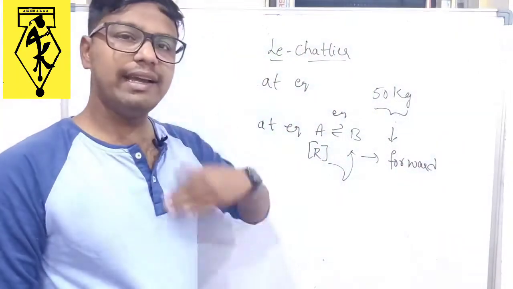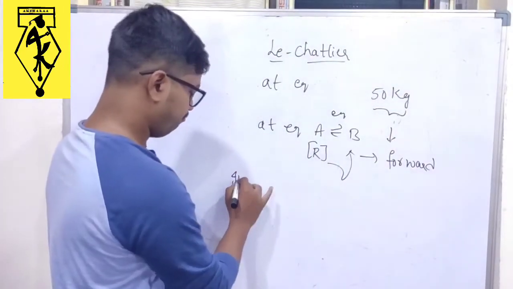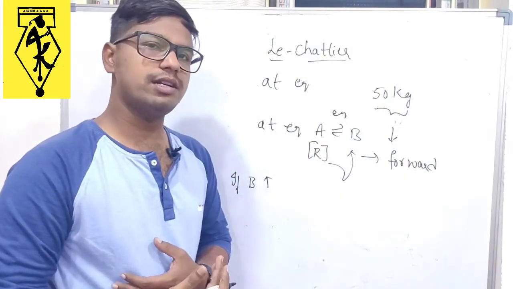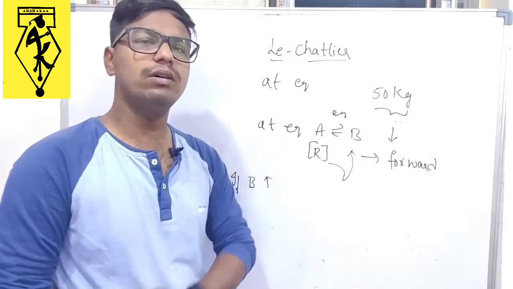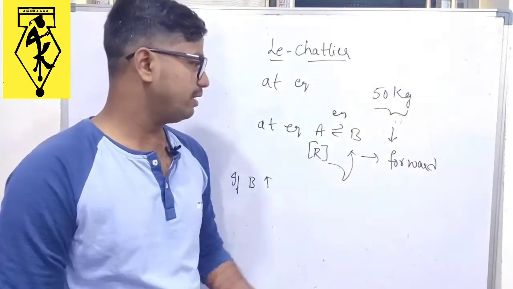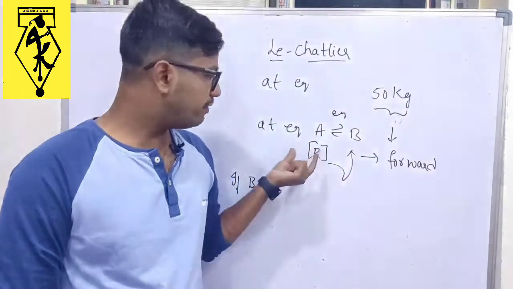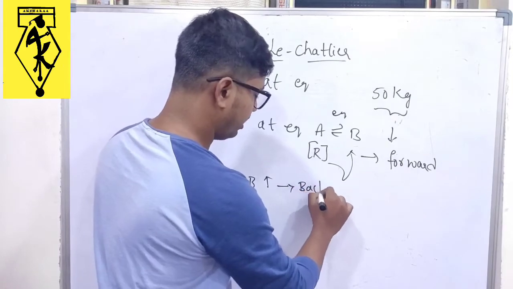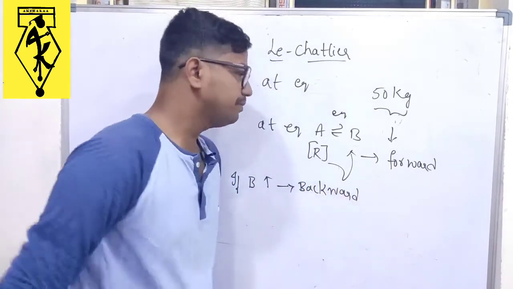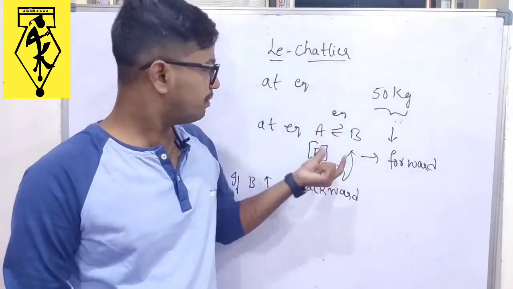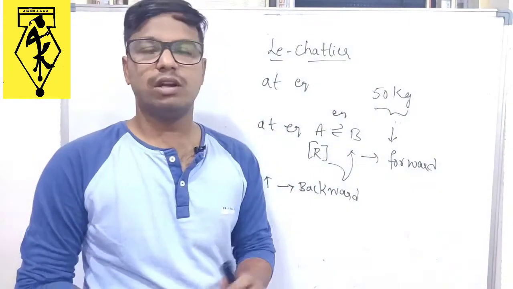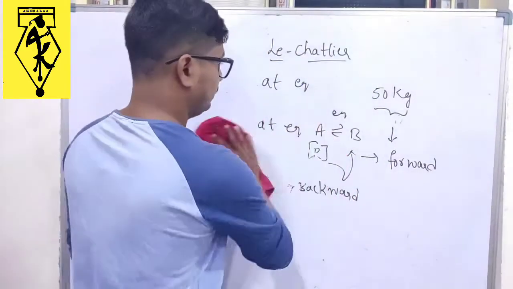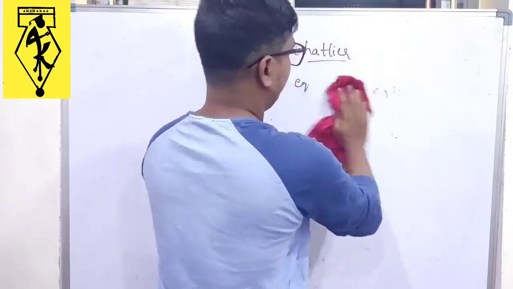Now, what if we increase the product concentration? That means if B is increasing, what does that equilibrium do? It should decrease that product concentration, no? How will it decrease? By converting back into reactants. Whatever products are formed should convert into reactants. Then it is going towards the backward reaction. Very easy, right? So this is the counter attack done by the equilibrium. Now tell me, what is the effect of temperature on equilibrium?